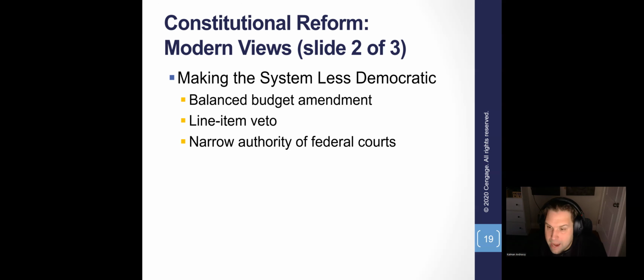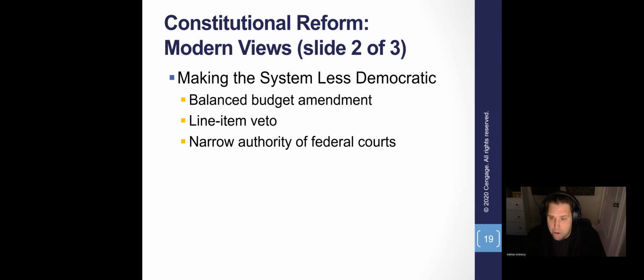Also, the notion of a line item veto. Should the president be able to take out parts of a bill passed by the legislature and approve parts of it, but not the entirety? The way it is right now, the president approves all of it or none of it, right? So is that something that should be allowed? Or should the president be able to have more authority to take out those specific bits that he or she doesn't agree with? And again, eliminating some of the democratic elements of that.